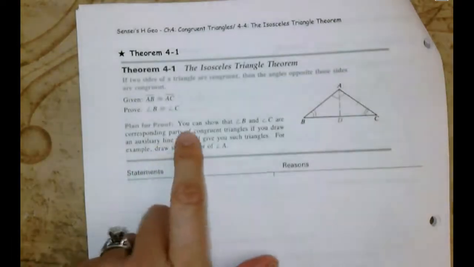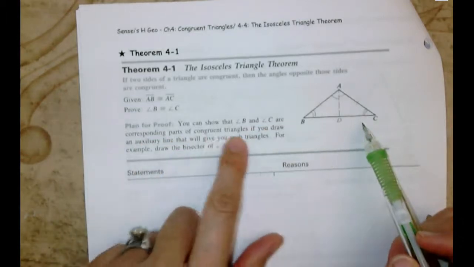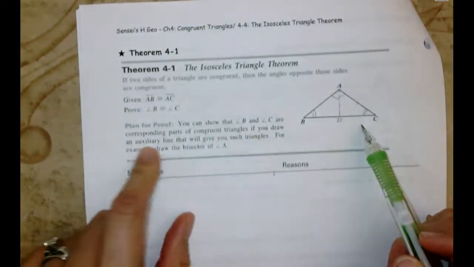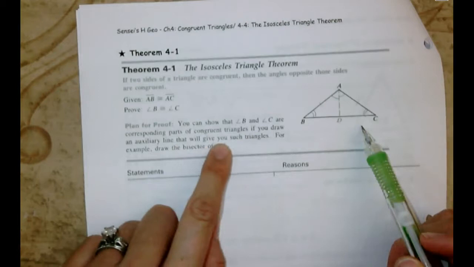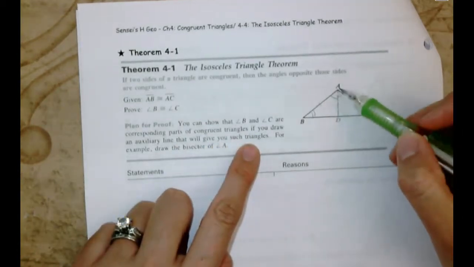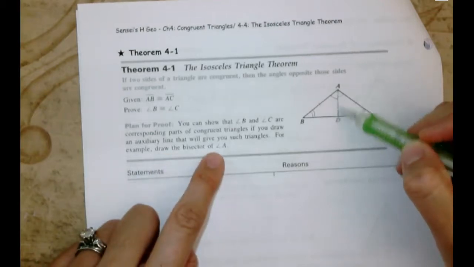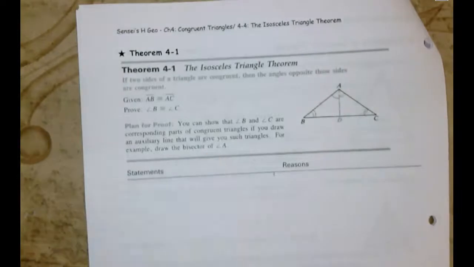So here's the plan of proof. You can show that B and C are corresponding parts of congruent triangles if you draw an auxiliary line that will give you such triangles. So this is an auxiliary line. Okay. For example, draw a bisector of angle A. So this line is a bisector of angle A. So these have the same angles.